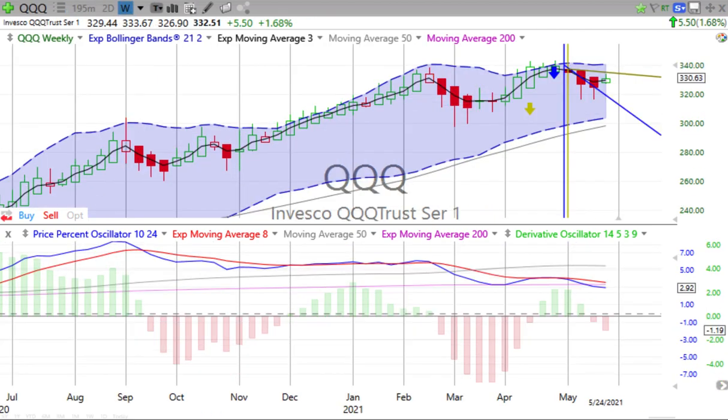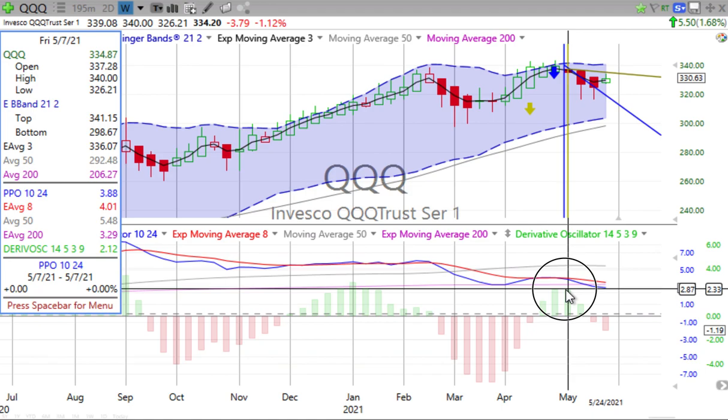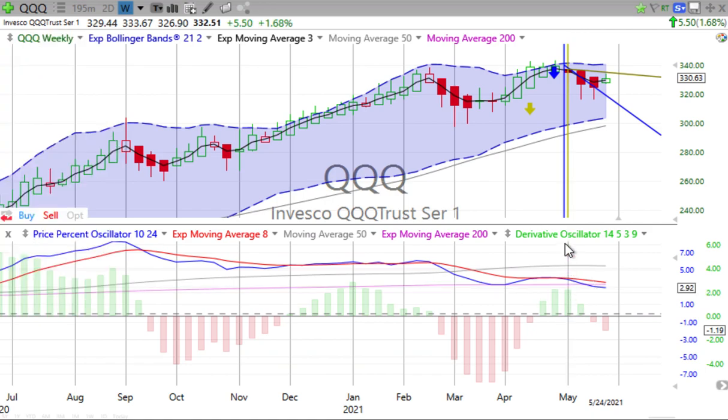Let's go to the Qs, 1.68%. Now again, the Qs crossed over going down back on the 7th of May. And again, that was on a Friday because we always have our crossovers on Fridays because that's when the candle ends. 2 strong weeks of down movement. This week starting off up some 1.68%.